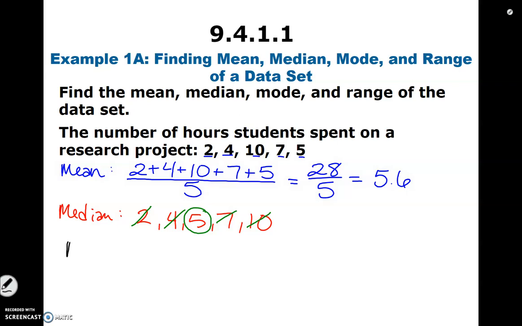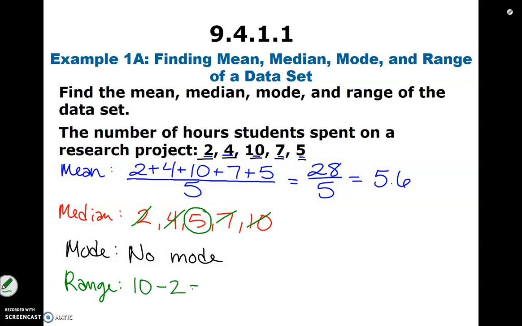The mode is just the value that occurs the most often. Well, I don't see any repeats of values. None of them occur more than once. So we're going to have to say there is no mode for this data set. It does ask us to find the range, and again, range is found by taking the largest minus the smallest, and your range here is 8 hours, a range of 8 hours. Okay, so my 3 measures of central tendency, mean, median, and mode, and then I found my range.